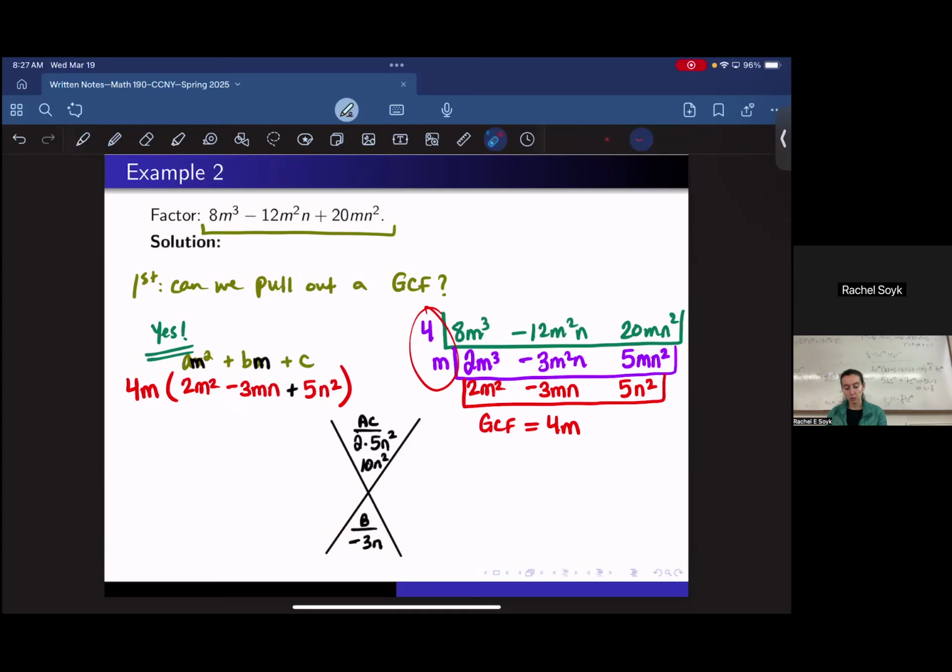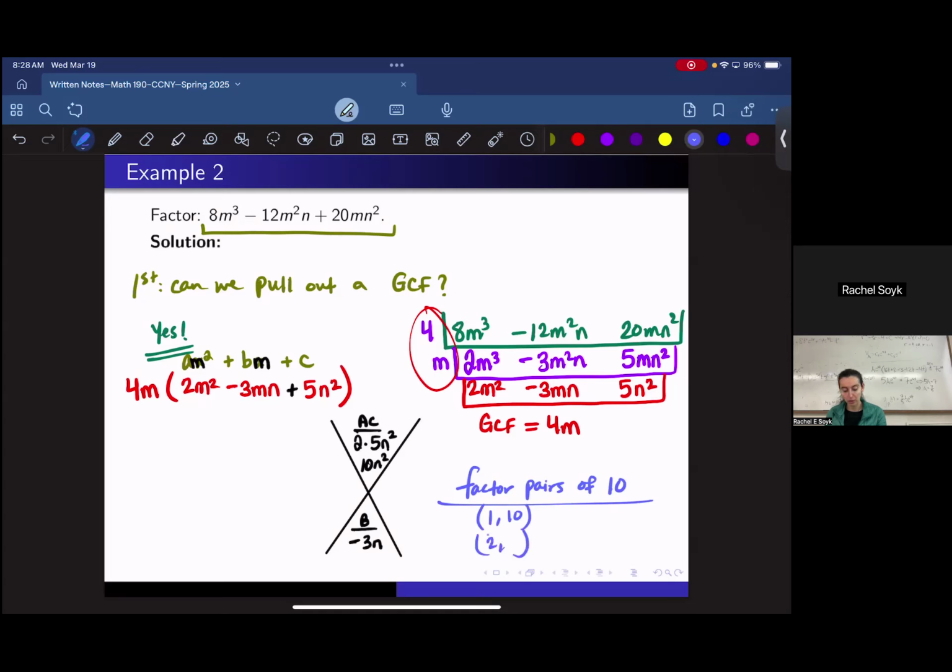Okay, what are factor pairs of 10n squared that add up to negative 3n? And if it's still a little iffy, write it off to the side and just look at the coefficients first. What are factor pairs of 10? And then we'll worry about the whole n squared in a moment. You don't have to worry about any negatives right now. We'll put that in a moment.